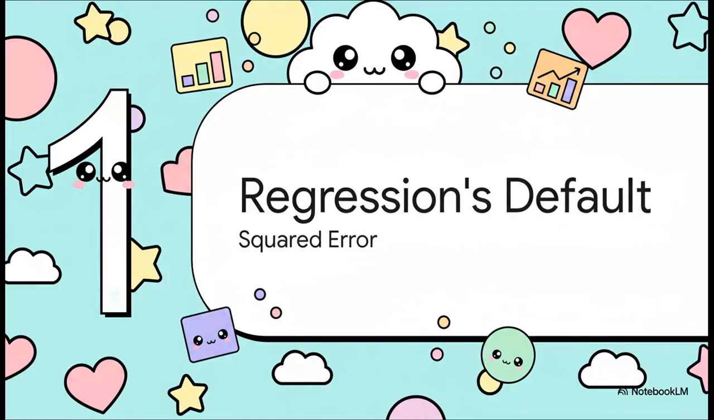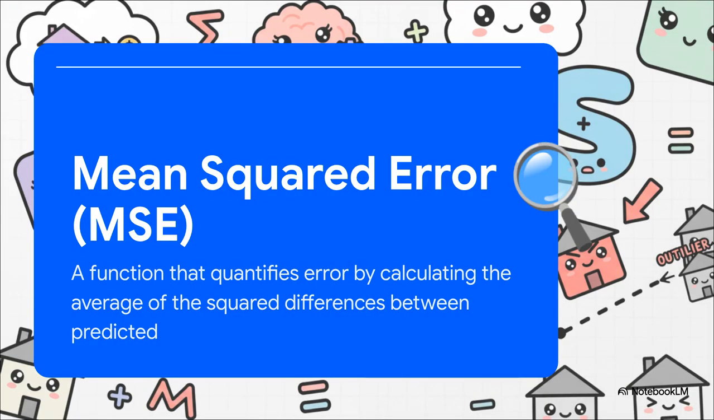Okay, so let's start with the most common task in machine learning, regression. That's just a fancy word for predicting a continuous number, like, say, the price of a house. And for that job, there's a go-to default scorecard, mean squared error, or MSE. The idea behind MSE is actually pretty simple.